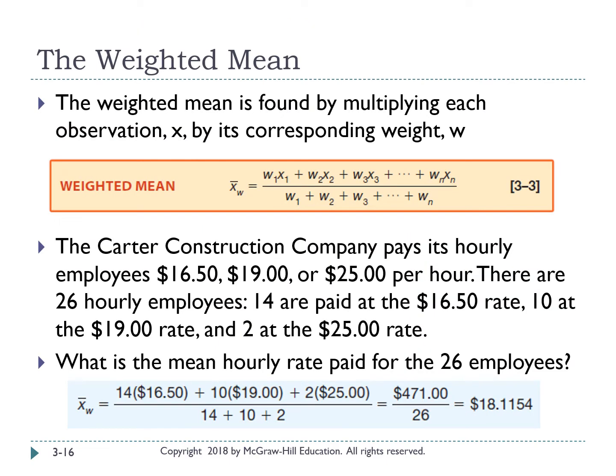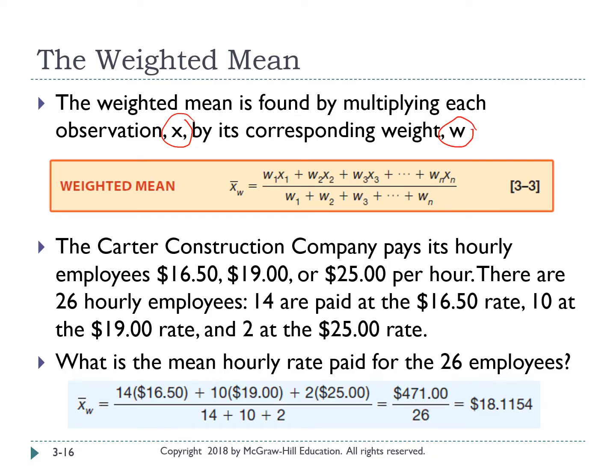The next measure of location is called the weighted mean. So what is weighted mean? Is there any difference between weighted and arithmetic mean? You will find it later. So weighted mean is actually found by multiplying each observation, which is your x in statistics, by its corresponding weight, or we call it w.